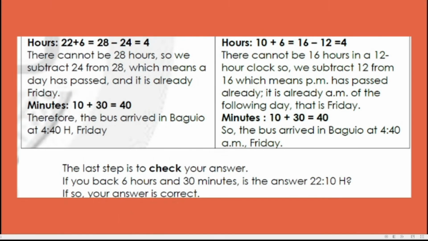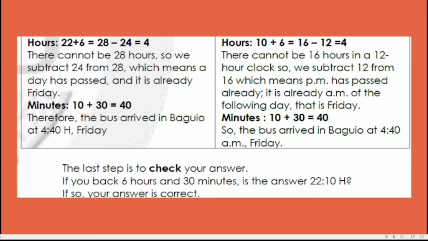Hours: 22 plus 6 is equal to 28, minus 24 equals 4. There cannot be 28 hours, so we subtract 24 from 28, which means a day has passed and it is already Friday. Minutes: 10 plus 30 is equal to 40. Therefore, the bus arrived in Baguio at 4:40 hours Friday.